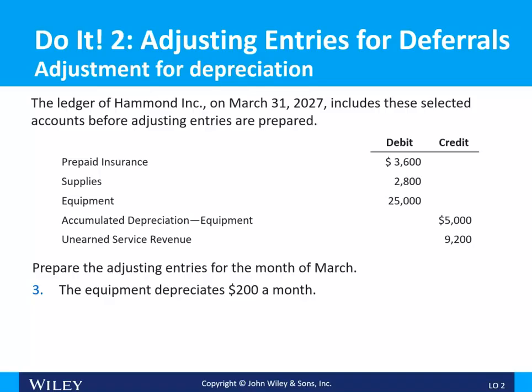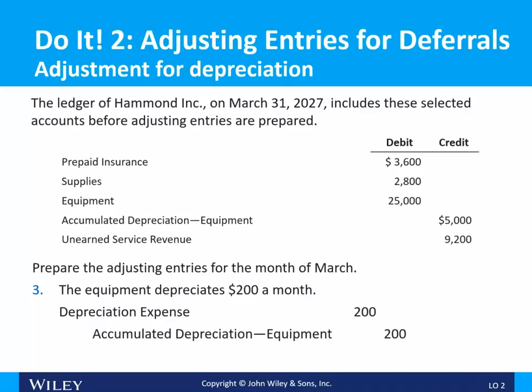The equipment depreciates $200 a month. So to record depreciation expense, we debit depreciation expense, the $200, credit accumulated depreciation equipment for $200. Again, in this chapter, it's probably going to tell you what the depreciation is. It may tell you, like we saw in an earlier example, how much it is for the year, and then you have to divide that by 12 to get it for the month, or it's just going to tell you how much per month. In another chapter later in the semester, we'll talk about how you actually calculate that amount.